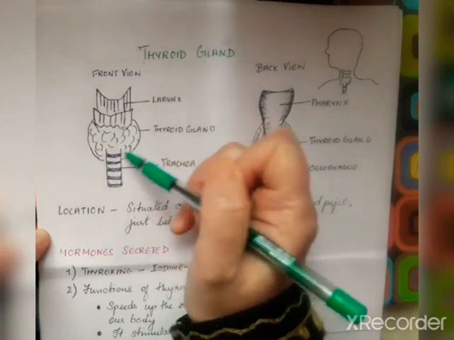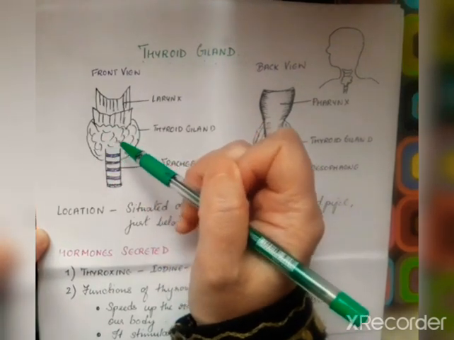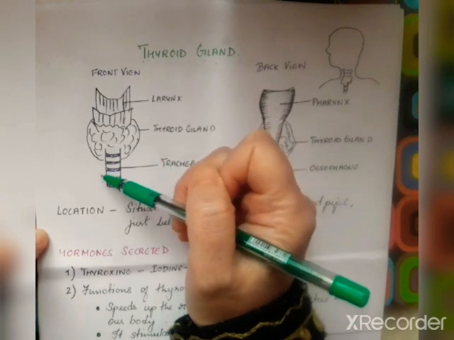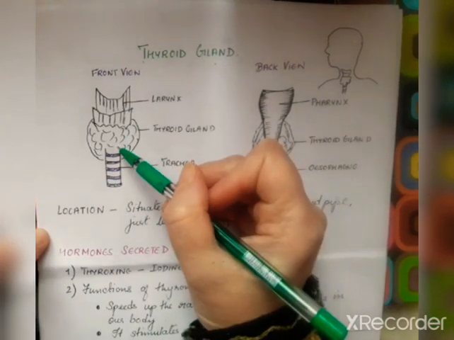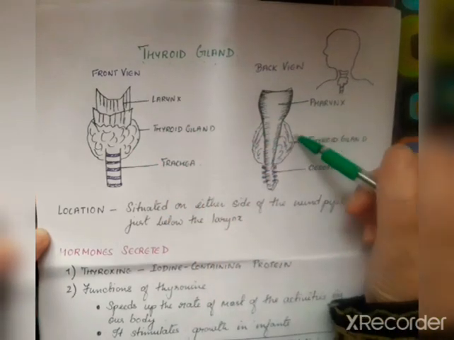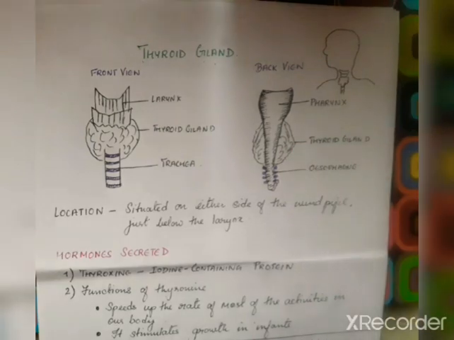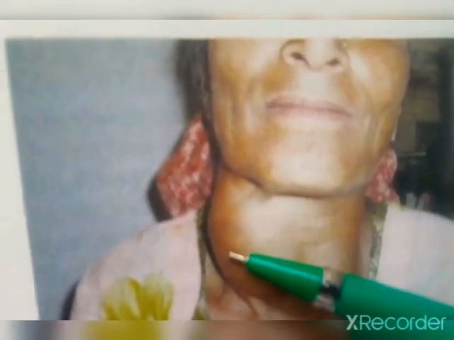This thyroid gland secretes thyroxine. The hormone secreted by the thyroid gland is known as thyroxine. Here you have the back view of the thyroid. Some of you must have seen a person with this kind of swelling in the neck. This ailment is known as simple goiter. This is because of the lack of iodine in the food.